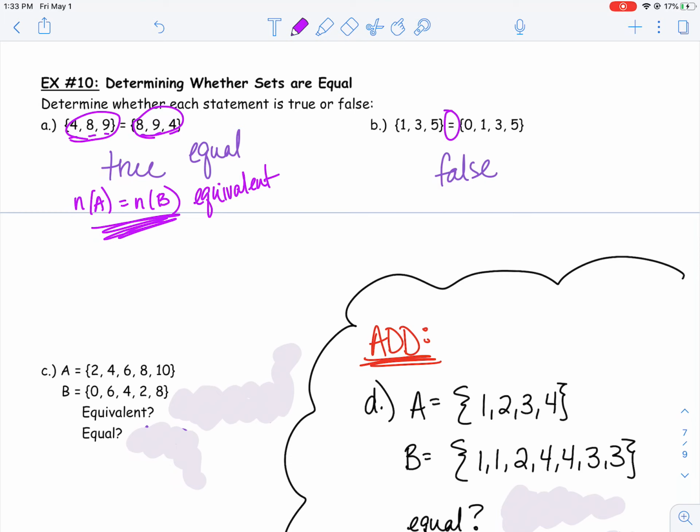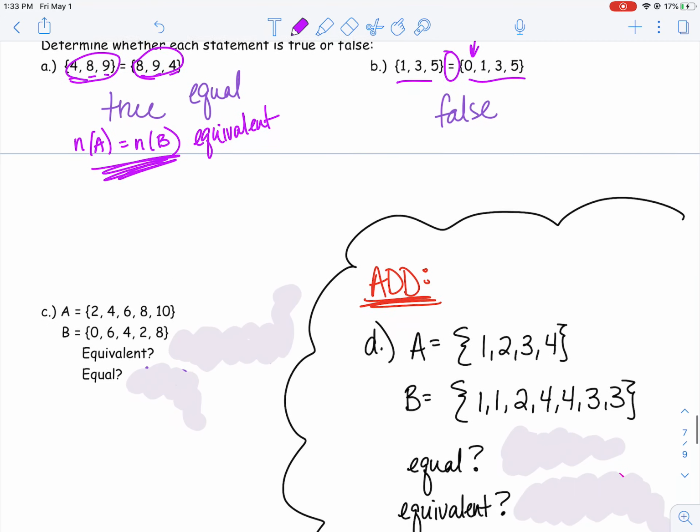They are not equal because they don't contain the same exact elements, because there's an extra 0 here. And because this has 3 and this has 4, they're not equivalent either. They're not the same amount of elements. So this is not equal or equivalent.